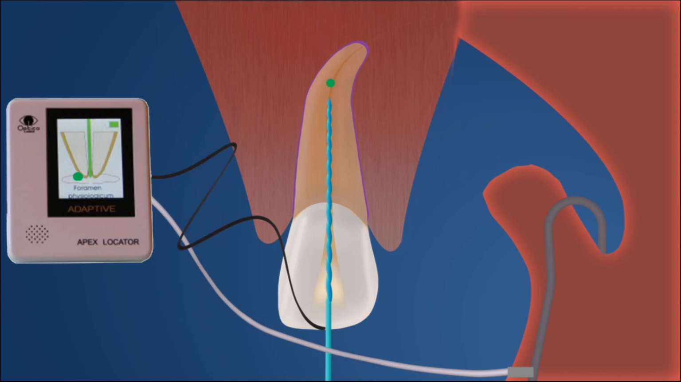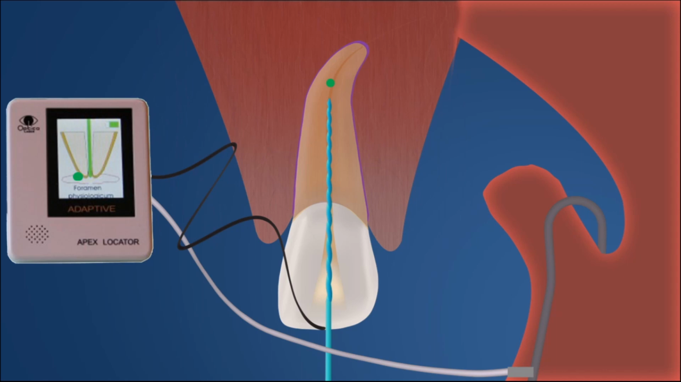But keep in mind, if the apex locator is displaying a reading stating that it is short of the apex, maybe 0.5 or 1 or 2 mm short of the apex, most often the reading will be a wrong one. Yes, the apex locator is usually wrong whenever it is displaying a reading which states that it is short of the apex.